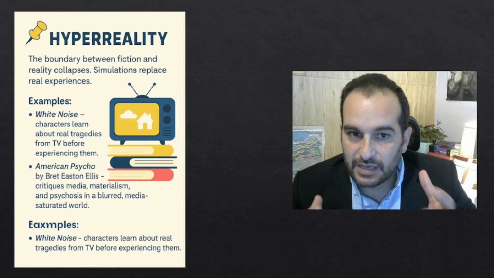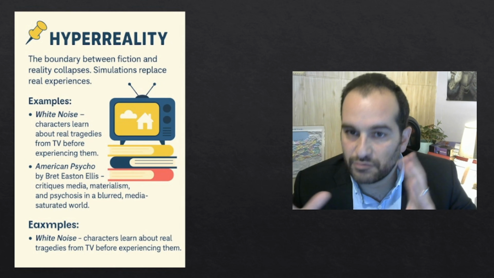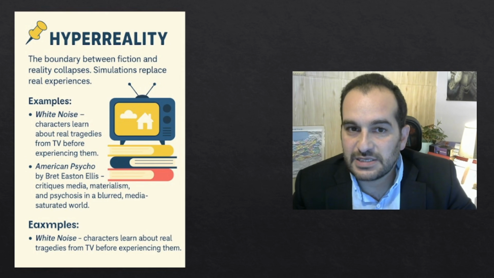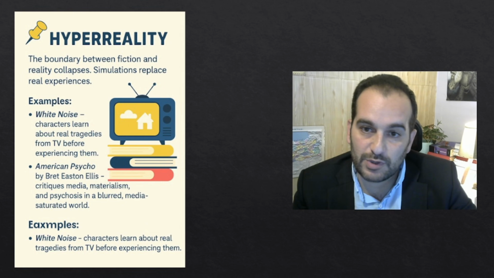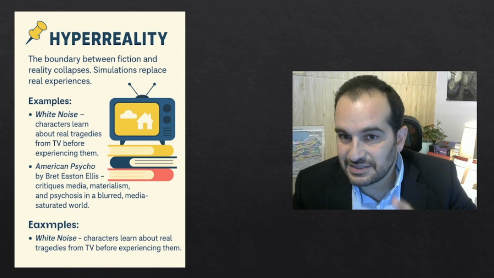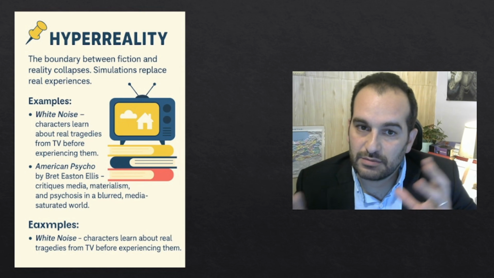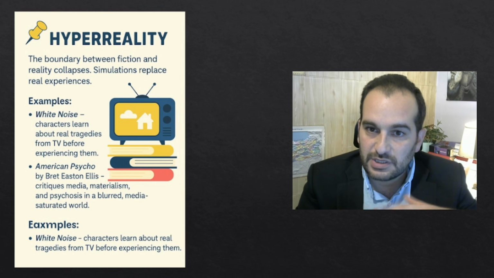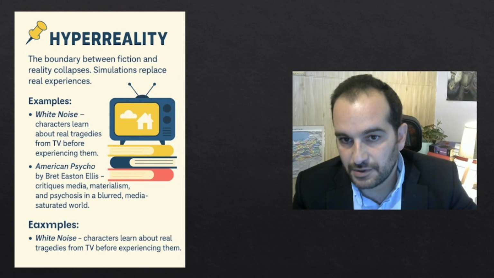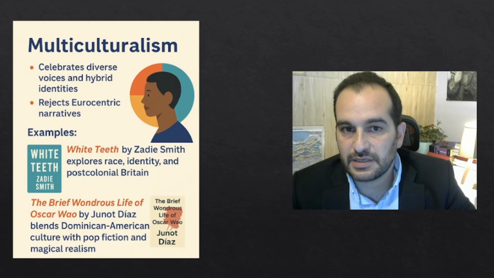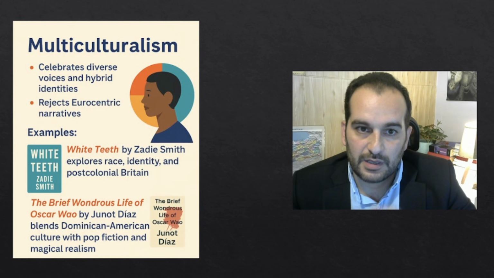We see characters learning about real news or real things from TV. We sometimes cannot differentiate, or the characters cannot differentiate between what is real and what is imaginary, or is this a part of simulation or real? So this confusion is called hyperreality. The next element is multiculturalism.